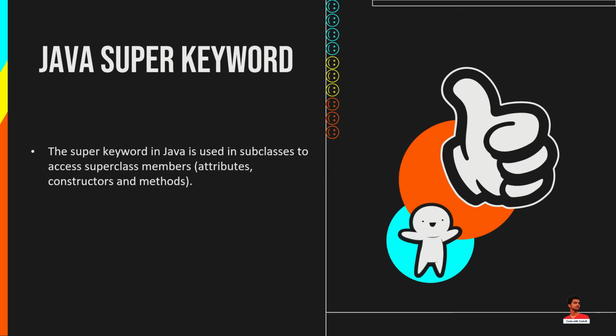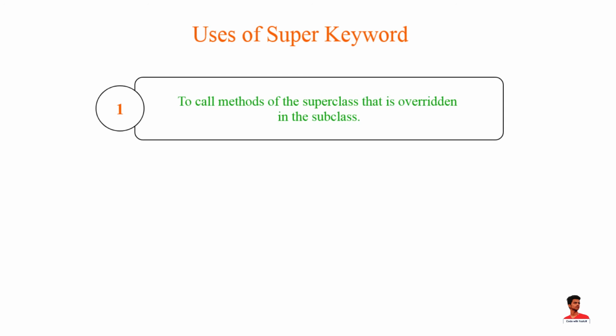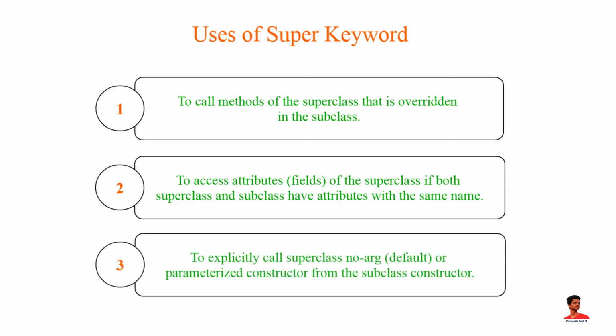The super keyword in Java is used in subclasses to access superclass members. Uses of the super keyword are: to call methods of the superclass that are overridden in the subclass, to access attributes of the superclass if both superclass and subclass have attributes with the same name, and to explicitly call the superclass no-argument or parameterized constructor from the subclass constructor. Let's understand these uses.